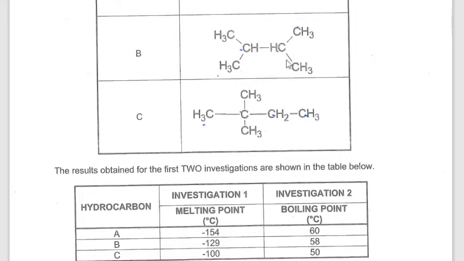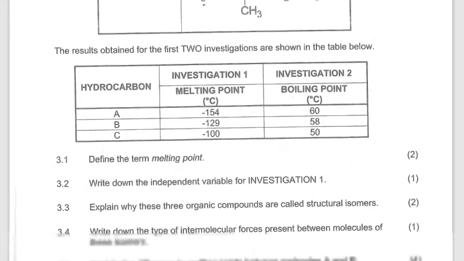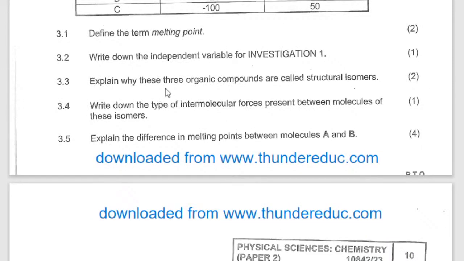But the structure, how the atoms are arranged in space, is different. Everything is the same, only the arrangement of the atoms. Therefore, they are isomers. If you count the number of carbons, they are the same. Count the number of hydrogens, they are the same. Hence, they are structural isomers. They are saying that. Explain why. Okay, I'm done.